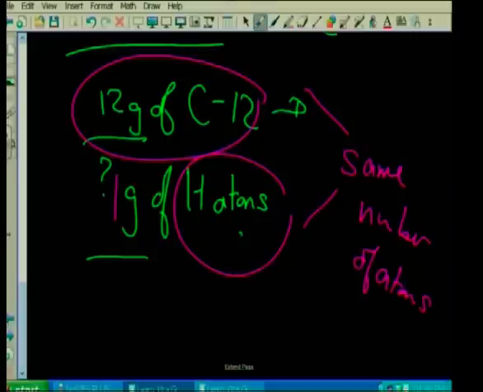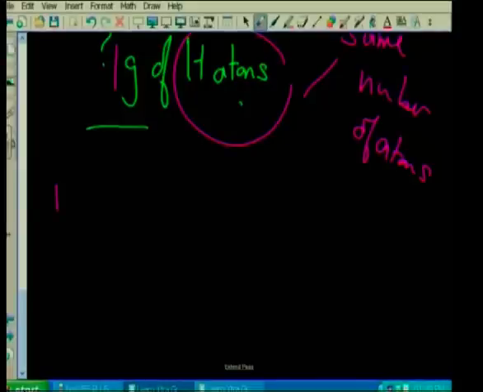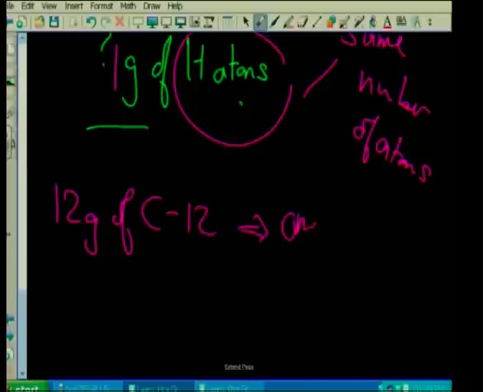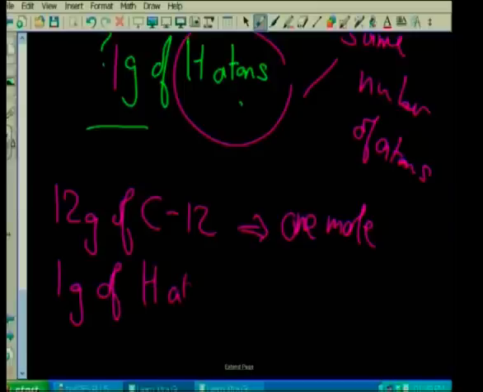It seemed that this was a good way of doing things. But we need to give a name to this special number of atoms, this special mass of carbon-12. What do we call it? We want a way of measuring stuff, and we're going to compare everything to 12 grams of carbon-12. Well, we'll say 12 grams of carbon-12 is called 1 mole. And therefore, 1 gram of hydrogen atoms is also going to be 1 mole. Same number. But what is that number?